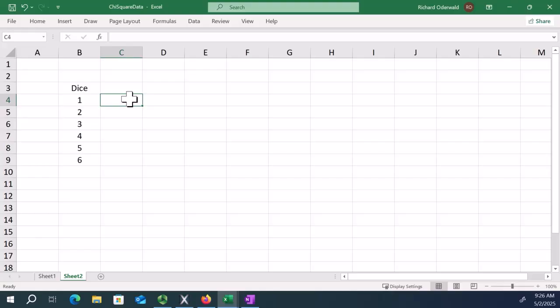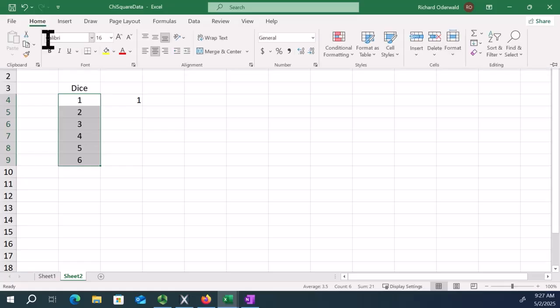Rand between. This is equals rand between, and we want 1 through 6. What should be the expected? Here I'm going to take these numbers, copy them over, so I have a list.